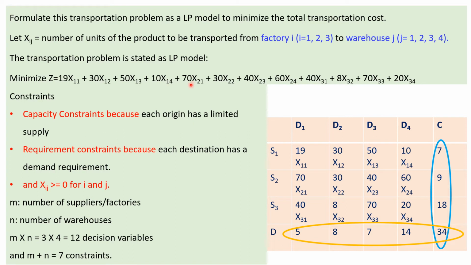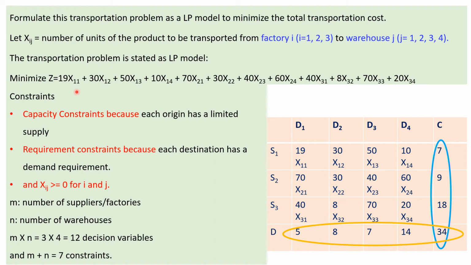And the next is the transportation cost from S2 to D1, S2 to D2, S2 to D3, S2 to D4. And this is the transportation cost from S3 to D1, S3 to D2, S3 to D3, S3 to D4. So this is the overall transportation cost, and our objective is to minimize this transportation cost.